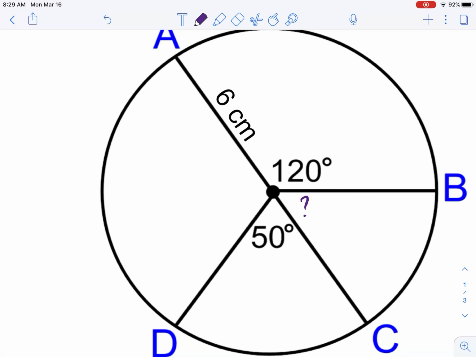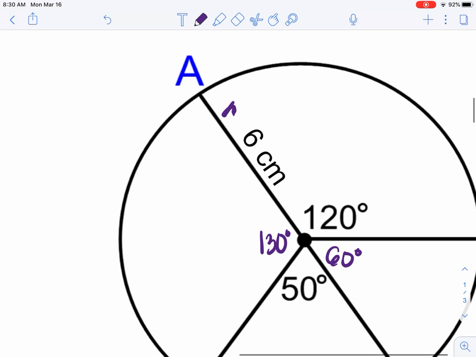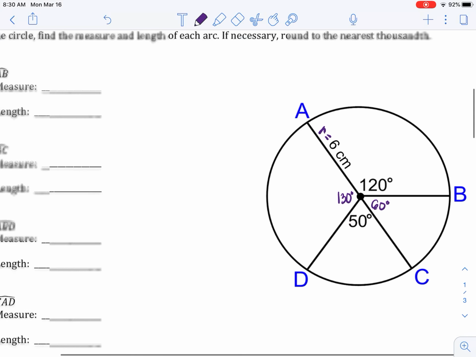Okay, so if you did that, you should see that we have diameters in the circle. So this is a straight line right here. So this is 180 degrees. So that first missing angle right here is 60 degrees. Same thing here. Here's another straight line. This is 180 degrees. So 180 minus 50, and we have this is 130 degrees. Other things that you should notice is that the radius is 6 centimeters, and that's labeled on the diagram.